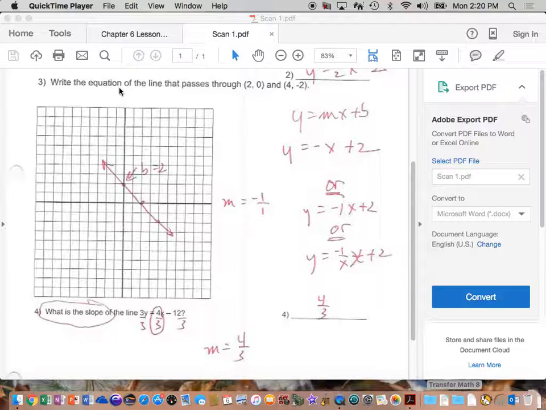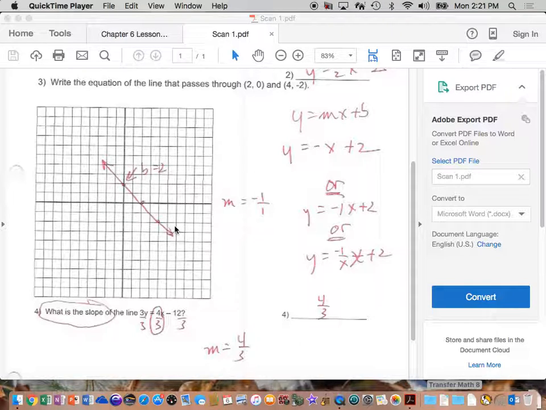Okay, so next up, what's the equation of this line? And it passes through the points 2, 0 and 4, negative 2. So I make a mark at 2, 0, and I make a mark at 4, negative 2. And then I draw that line, and I extend the line nice and long.